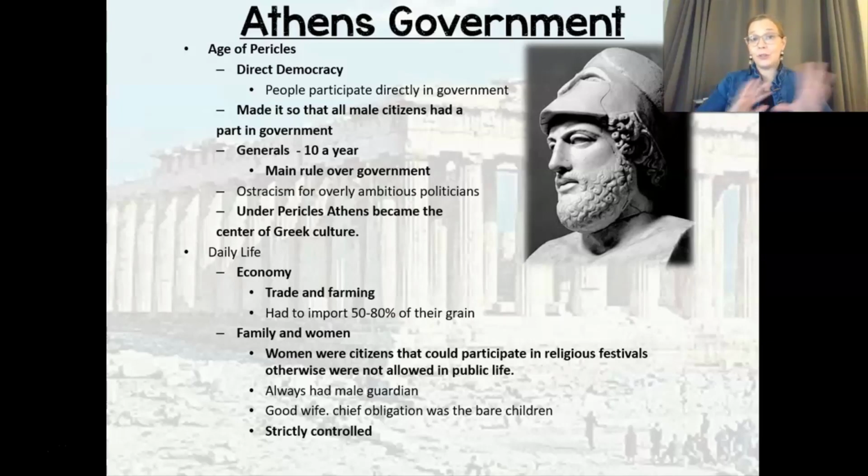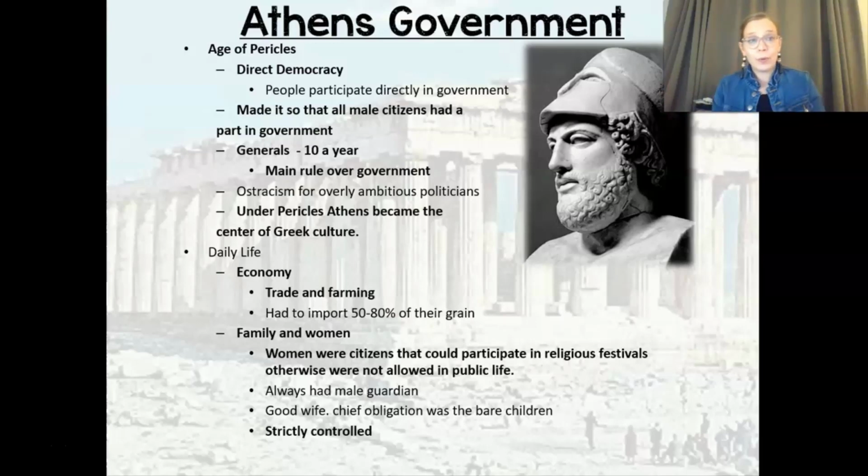As far as the social aspect of Athens, women in Athens had a lot less freedom than the women in Sparta. Number one, they were not allowed to participate in most public life. They were only really allowed to get out and go to religious festivals. And even then, when they were out and about, they always had to have a male guardian with them. So can you imagine if you always had to have an older brother with you every time you went to the store or hung out with your friends or went to a movie? So this is what it was like for women in Athens.